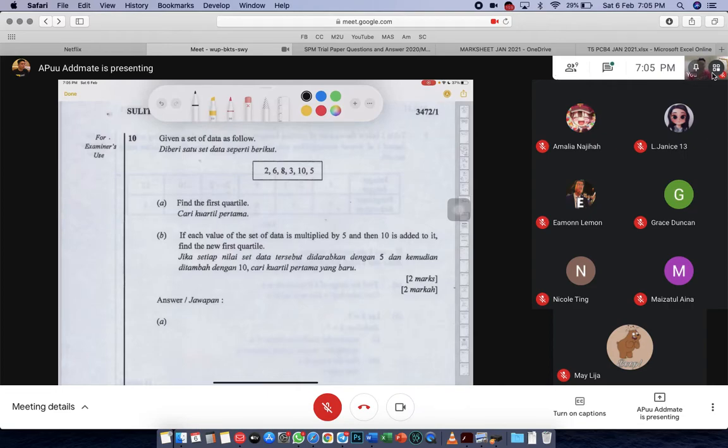Okay. Find the first quartile. Mula-mula data yang kamu bagi tu, you have to susun. You kena susun dulu data tu. Okay, susun data tu, ascending ke, descending ke. Okay, but in this case ascending lah, because question wants the first quartile. So ascending order, lepas tu kamu kena cari first quartile kamu.